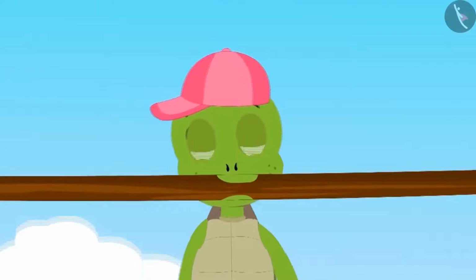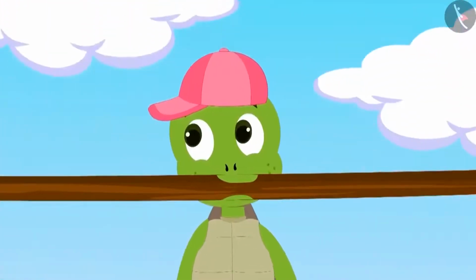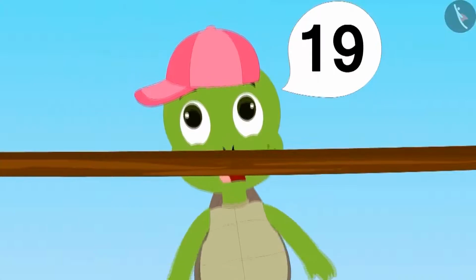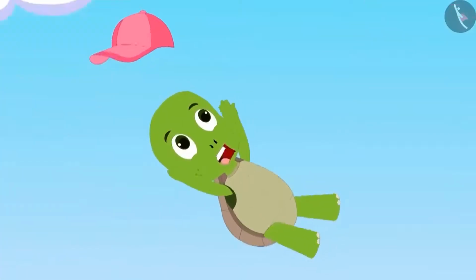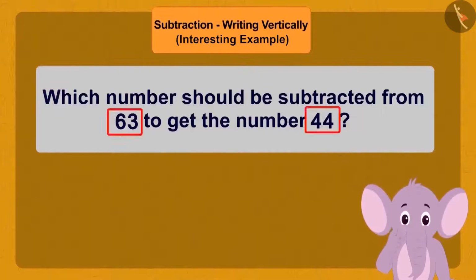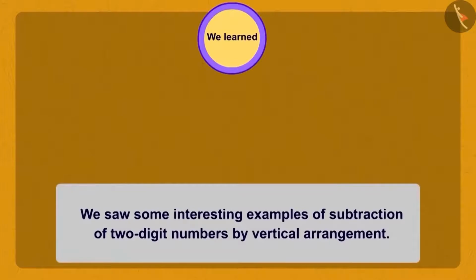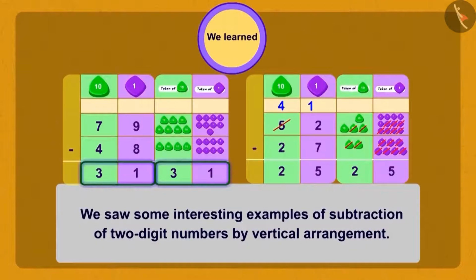Upon seeing this, Tufan thought that he could show the birds that he is more intelligent than them. He immediately said, 19. As soon as Tufan opened his mouth to answer, the poor fellow fell straight down from the sky. Children, you also try to find out the answer to this puzzle and see if Tufan's answer was correct or not. Children, in this lesson, we saw some interesting examples of subtraction of 2-digit numbers by arranging them vertically.